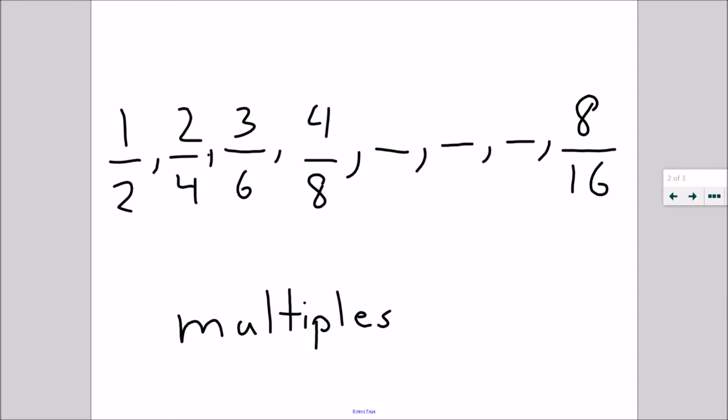The fifth multiple of 1 is 5. 5 times 1. And the fifth multiple of 2 is 10. 2 times 5 is 10.